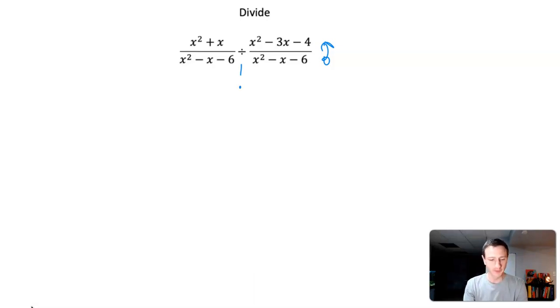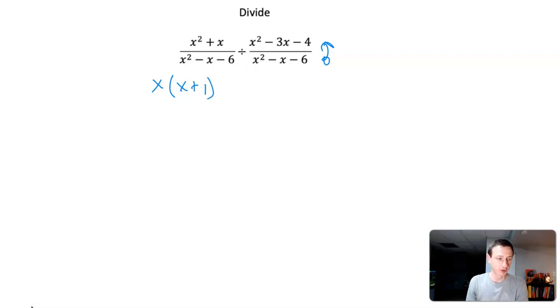So first, let's just factor everything. Let's start off with the fun factoring part. I'm not going to switch it just yet; I'm going to leave it alone for a second. For my first fraction, the top left, x squared plus x, I'm going to factor out an x. That's the GCF, all I could take out. Then I'm left with x plus 1.